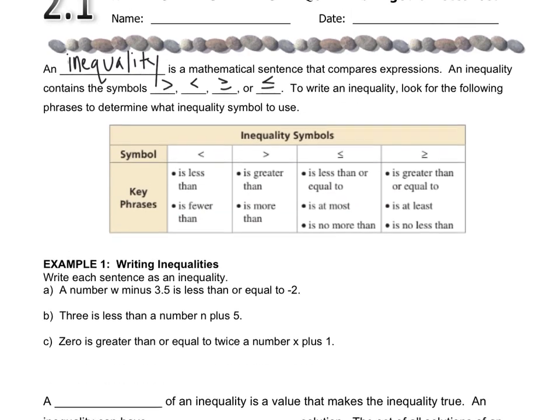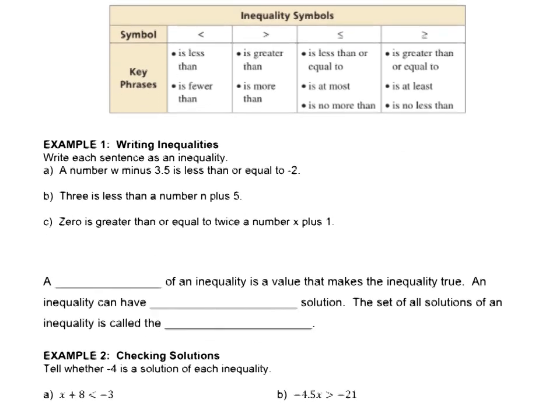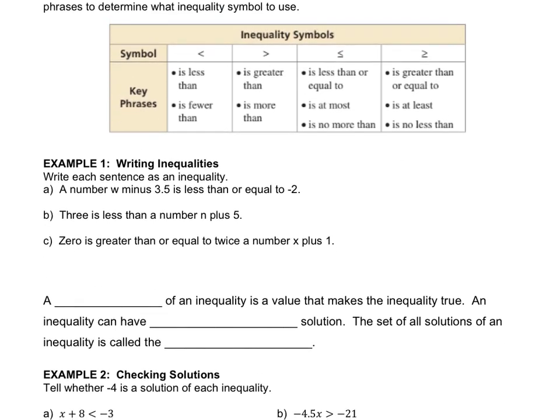So let's just do a little practice translating sentences into inequalities. So what you do is you just go left to right, you read the sentence, and as you see something that you can turn into a symbol, you write it. So a number W is just going to be W minus 3.5 is less than or equal to, so that's going to be the less than or equal to sign, -2. So pretty straightforward.